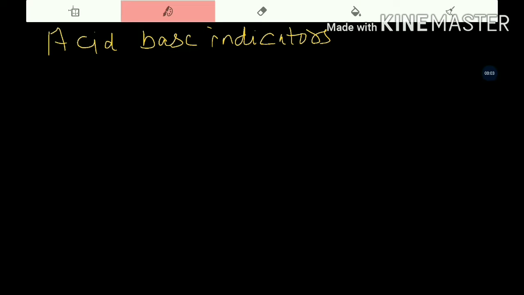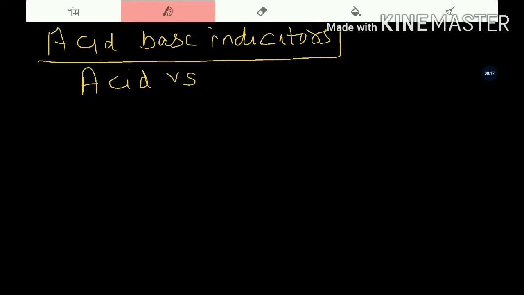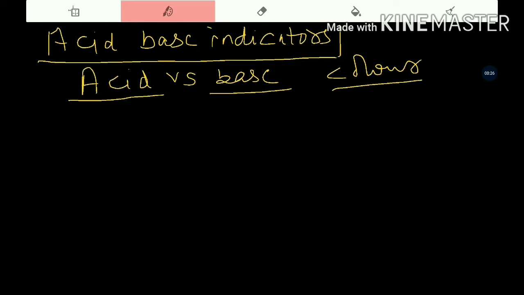Today's topic for discussion is acid-base indicators. Acid-base indicators are basically substances or compounds which help us to distinguish between acid and base. How? By showing a different color in acidic medium and a different color in basic medium. So if a particular indicator shows some color in acid medium, it will not show that color in basic medium. So we'll come to know whether a particular substance is an acid or a base.